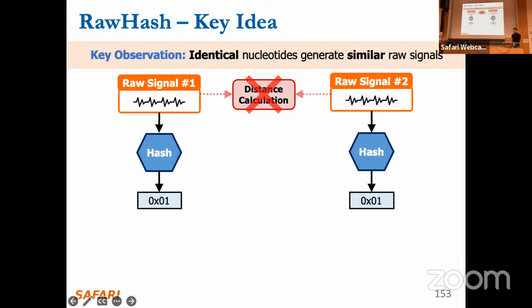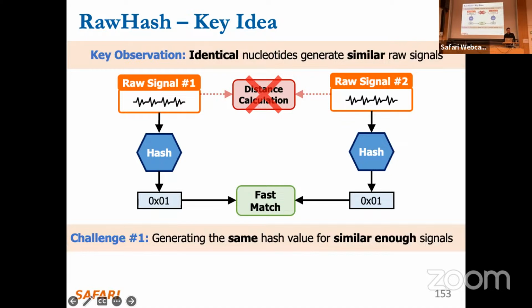Rather, what we want to do is generate hash values from these raw signals, such that we can just use these hash values to match them to each other. So basically, if these raw signals are similar, you want to generate the same hash value and then find the similarity based on these fast hash matches instead of the distance calculation. But there are certain challenges to it. One challenge is, of course, how do you generate the same hash value from similar enough signals, right?